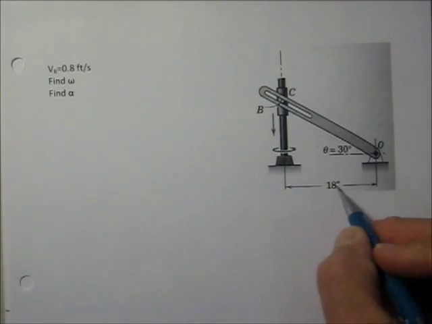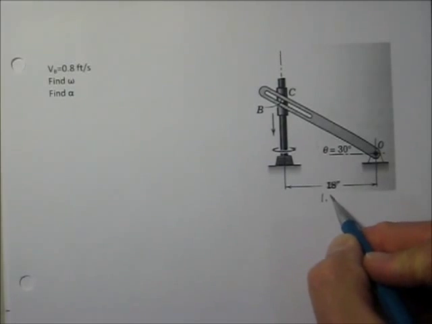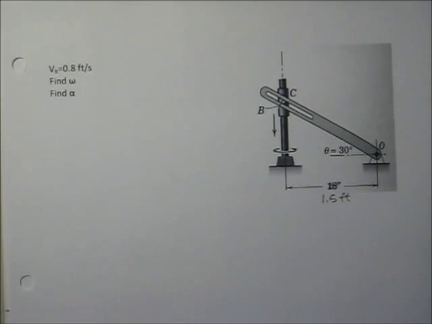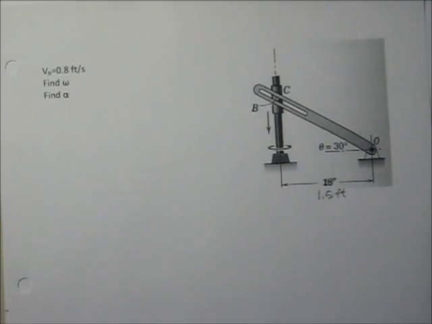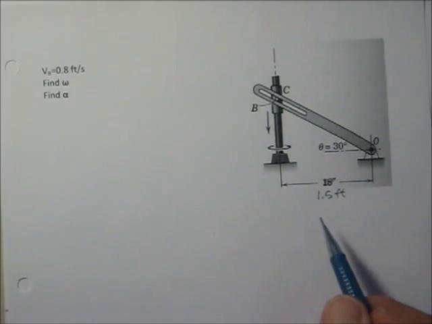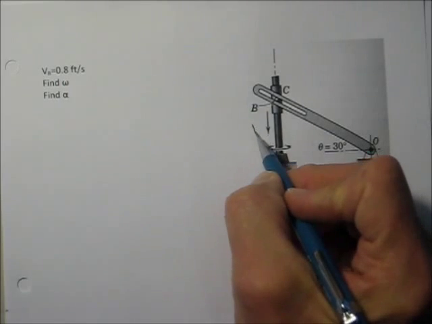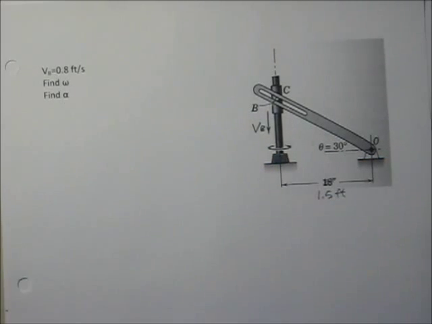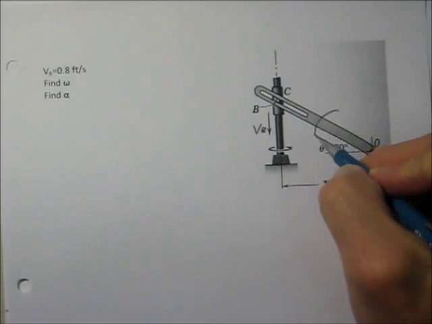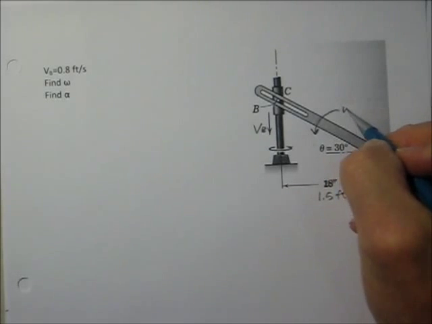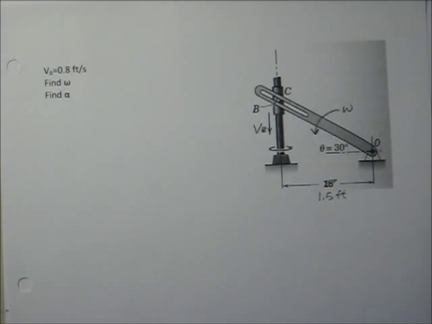All right, so let's see what our values are. I'm going to change this 18 inches to 1.5 feet because I like dealing in feet per second, especially since VB was defined here as 0.8 feet per second. So this is VB, and that's equal to 0.8 pulling down. We want to find omega and alpha. Let's define omega going in that direction.